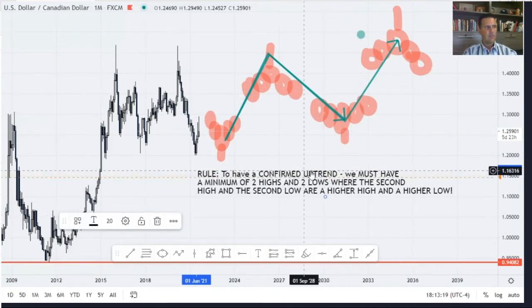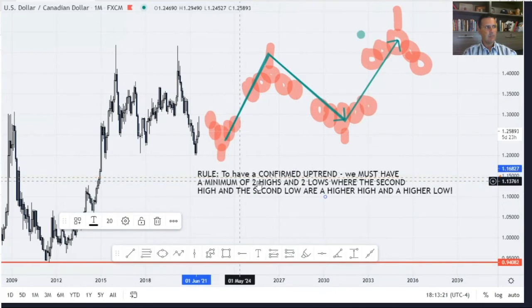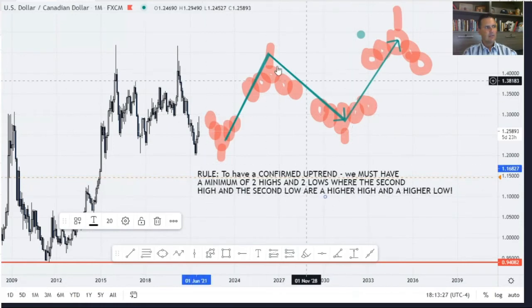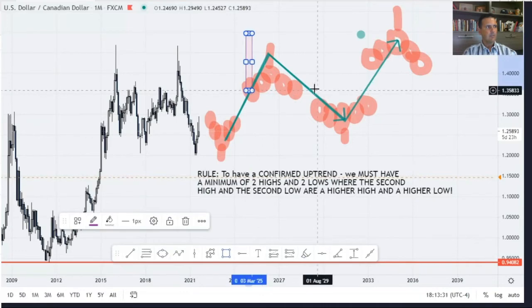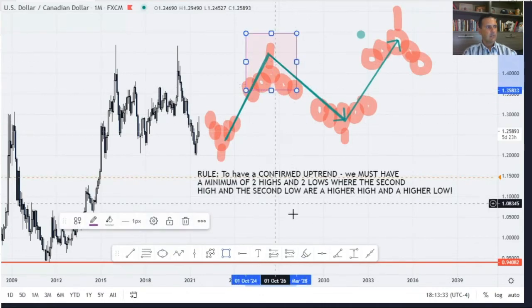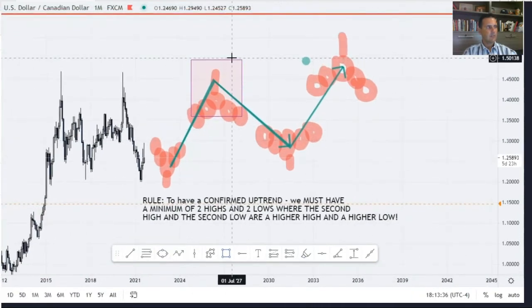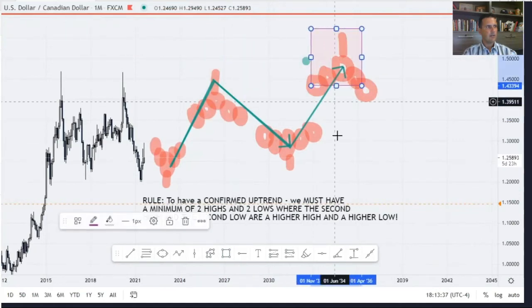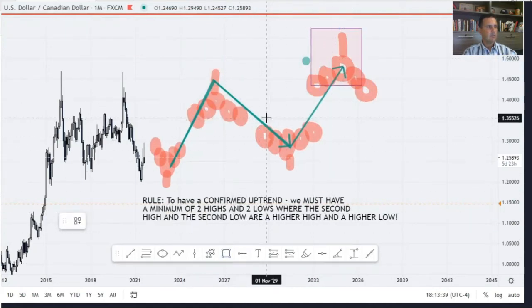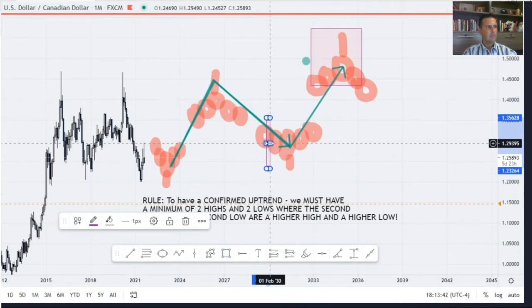To have a confirmed uptrend, we must have a minimum of 2 highs and 2 lows, where the second high and the second low are a higher high and a higher low, right? Makes sense? So this would be the higher high. Sorry, not this one, but this one. This would be the higher high, right? And this would be the higher low. Make sense, everybody?